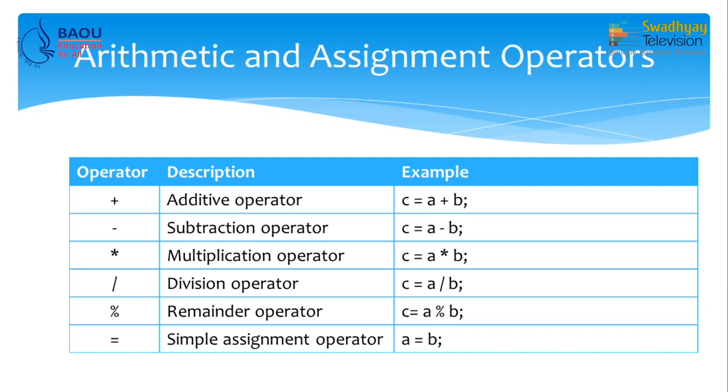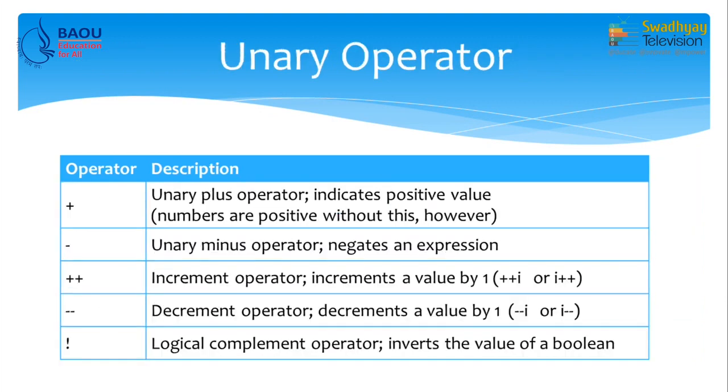For example, A is 11 and B is 3. So, after dividing 11 by 3, we have remainder 2. So, it stores 2 into C. So, these are the examples of assignment and arithmetic operator. Then we have unary operator. I defined unary operator earlier.